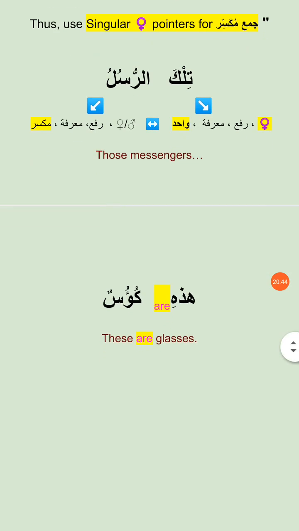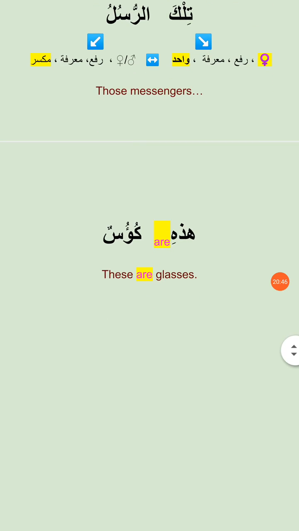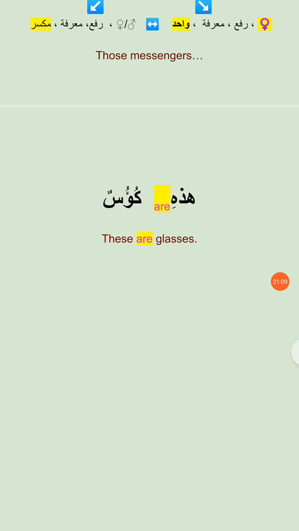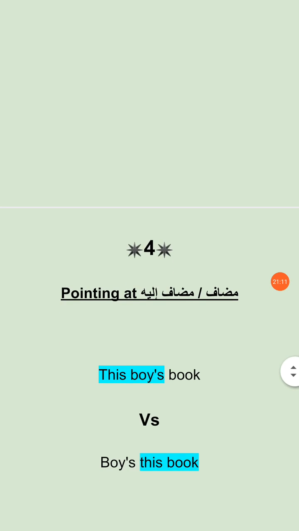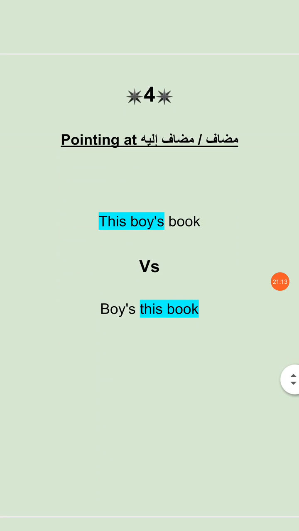Similarly, hazihi ku'usun. Now, ku'usun is the jama mukassir for glasses or goblets. Of course, this is ghair aqil, and ghair aqil jama mukassir is equal to feminine. So, hazihi. This is our example. And now the final point, pointing at muzaf and muzaf ilayh.